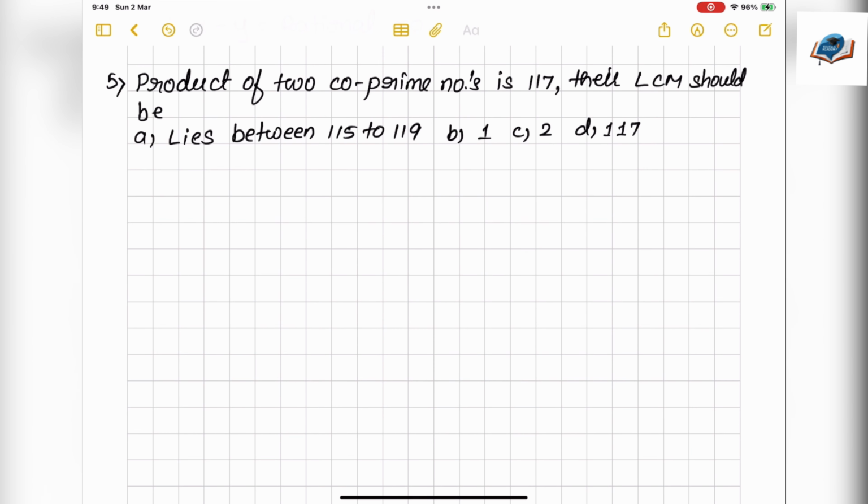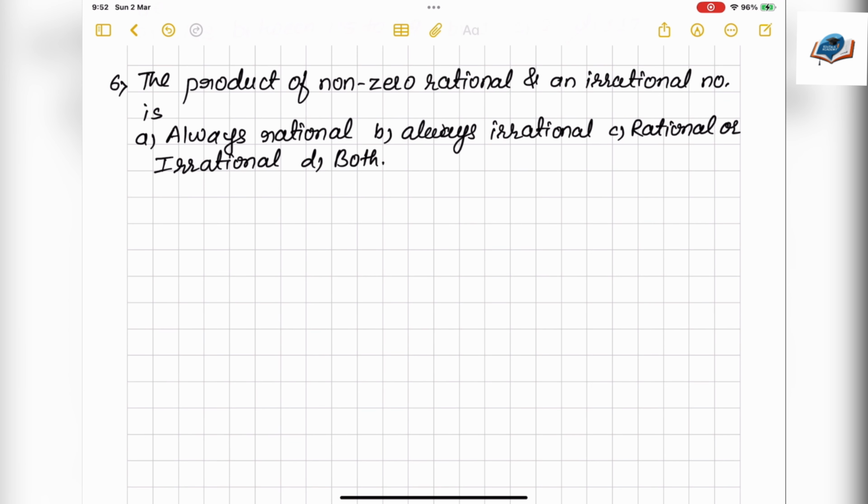Now, next question says the product of two co-prime numbers is 117. Their LCM should be: A lies between 115 to 119, B 1, C 2, D 117. So already it is told that the two co-prime numbers' product is 117. So LCM is nothing but whatever is common. For co-prime numbers, the only common factor will be 1. So here my correct answer will be 117.